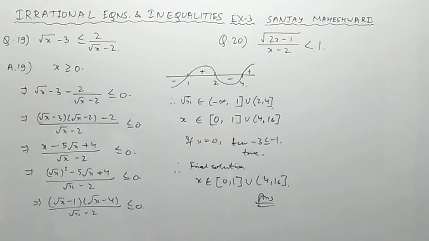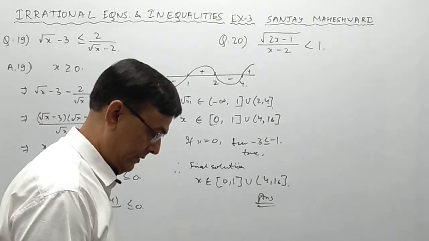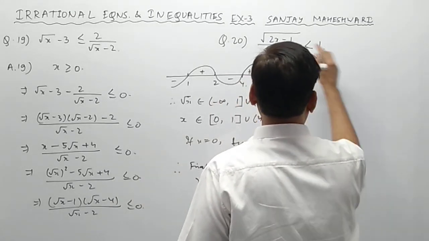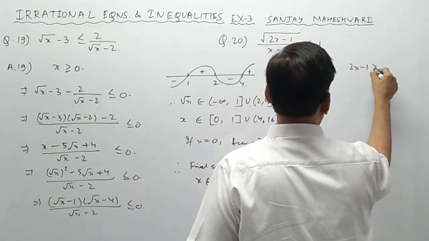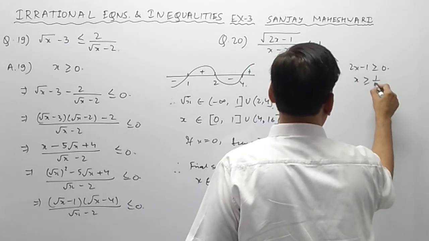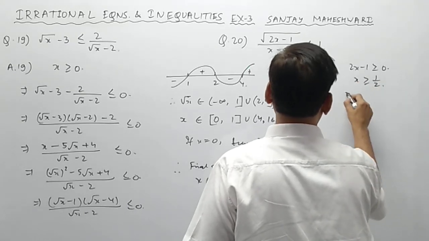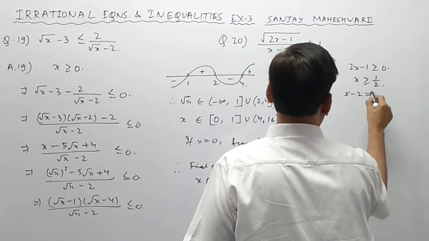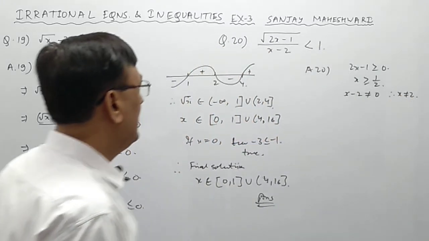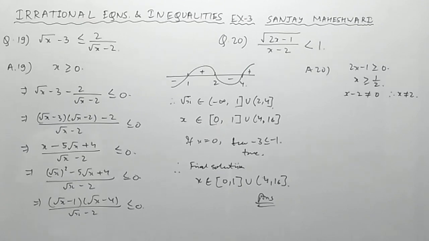Now we will see question number 20, what happens here. Answer to 20. First condition, 2x minus 1 should be greater than or equal to 0. Therefore, x is greater than or equal to 1 by 2. Second thing is, x minus 2 should not be equal to 0. Therefore, x should not be equal to 2. These are the two preconditions of this question.